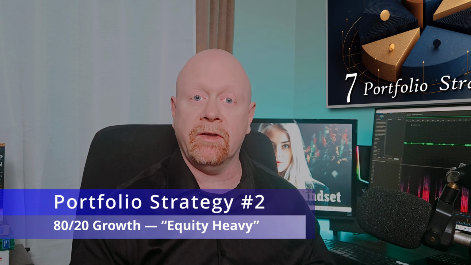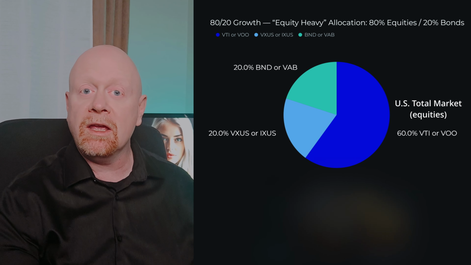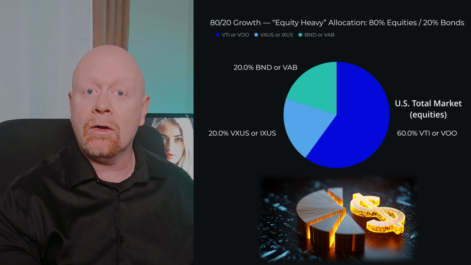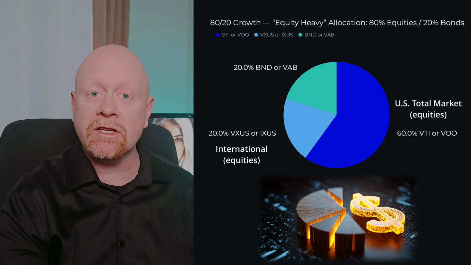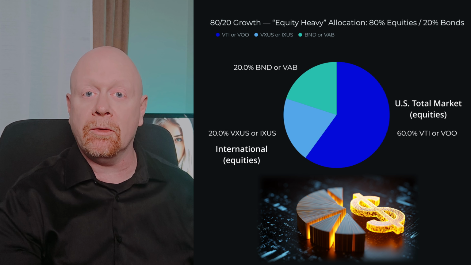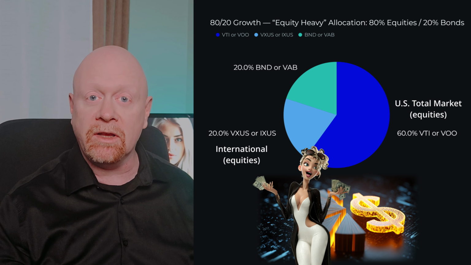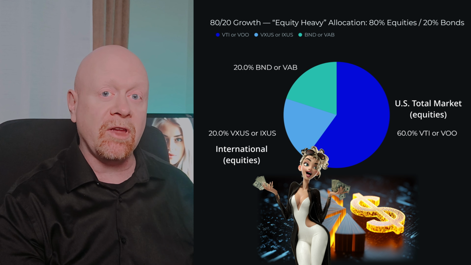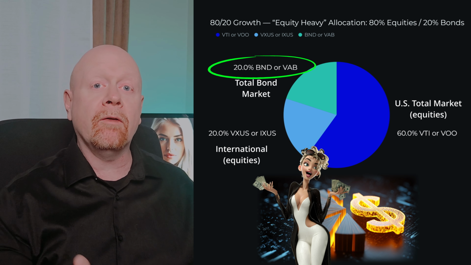Number 2, the 80-20 growth, equity heavy. The 80% could be made up of 60% US market in such ETFs as VTI or VOO, and the remaining 20% could be composed of international equities such as VXUS or IXUS. Now that we have the 80% equities taken care of, the remaining 20% we could put into bonds, such as BND or VAB.